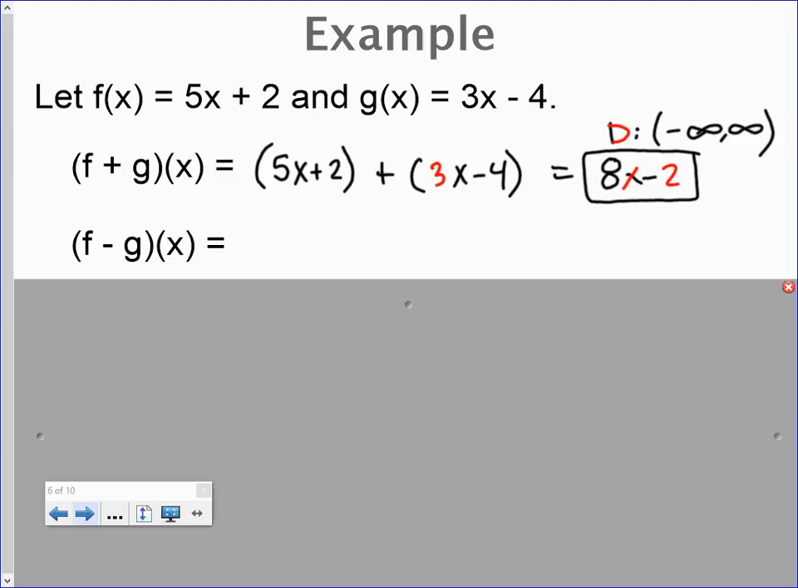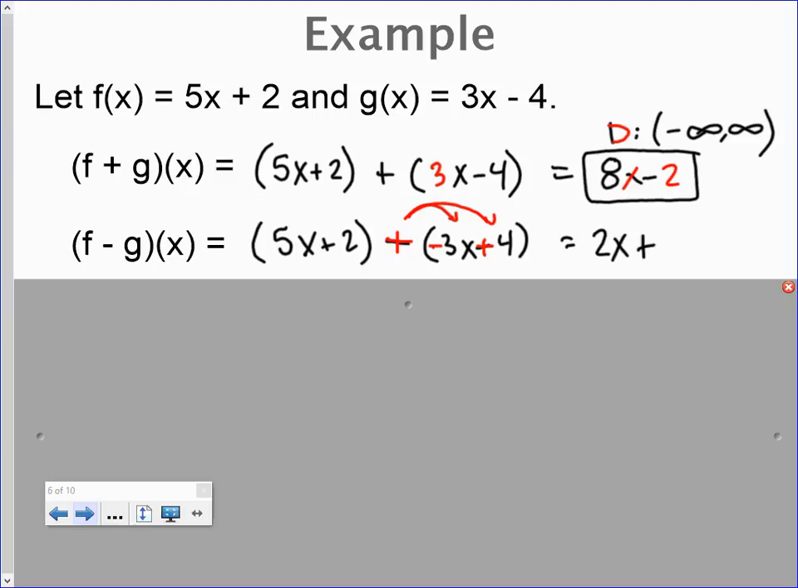I knew that. To help myself out, I often go ahead and show all my work. When I say I want to subtract g of x, I want to subtract all of g of x. To say all of something in math, use a set of parentheses. Then we'll remember to distribute the negative to the 3x and to the negative 4, which really results in us adding the opposite of both terms. So I come up on this one with something like 2x plus 6. Domain for 2x plus 6, all real numbers.